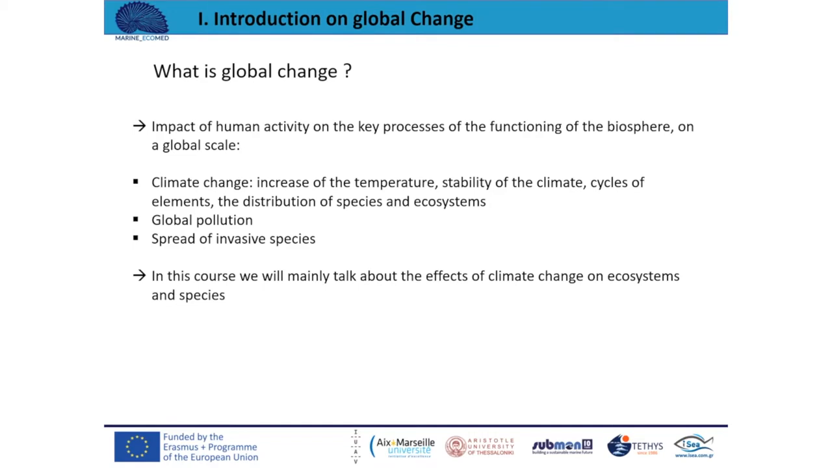These include climate change, the most well-known phenomenon being the increase of temperature, but the climate modification also has other effects on the stability of the climate, the cycles of elements, and the distribution of species and ecosystems. Most of the planet's life-giving ecosystem services are in rapid decline. Global change also includes the spread of pollution and invasive species everywhere, even where humans have no direct activity. Here, we will mainly talk about the effects of climate change on ecosystems and species.